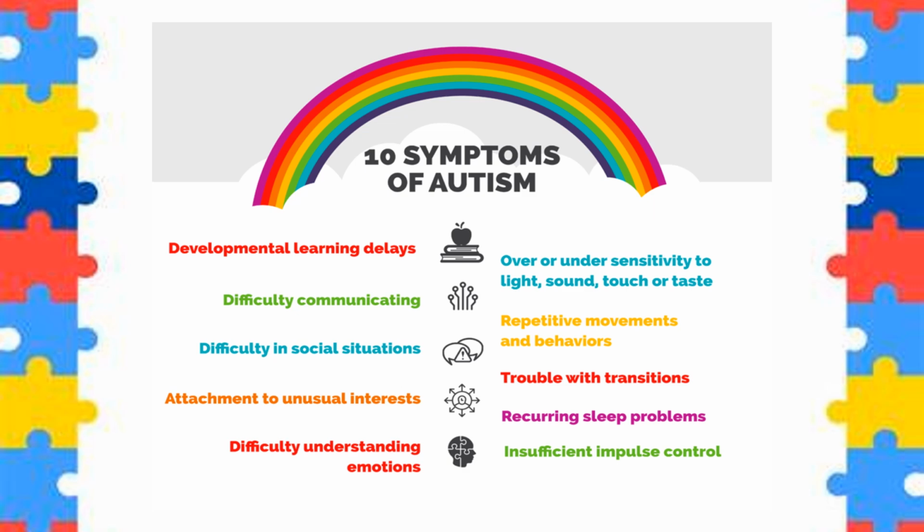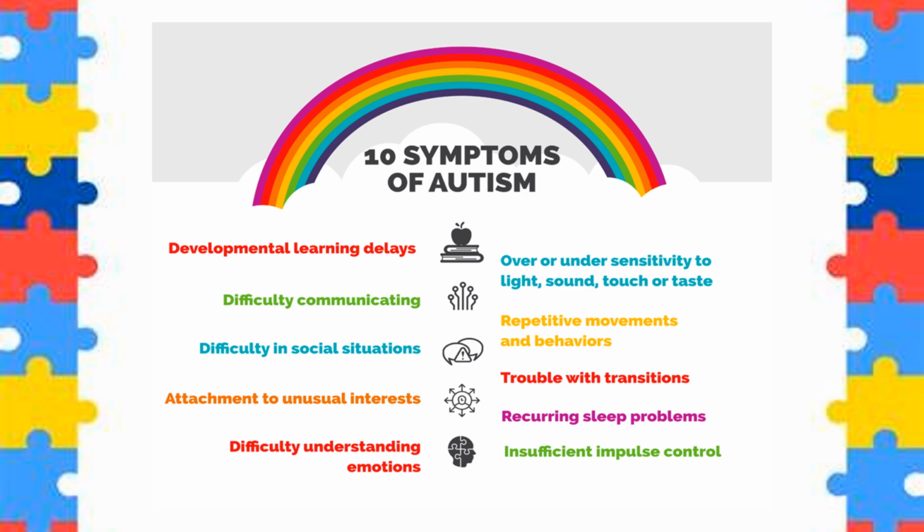These are the most common symptoms a child may face: developmental learning delays, difficulty communicating, difficulty in social situations, attachment to unusual interests, difficulty understanding emotions, over or under sensitivity to light, sound, touch, or taste, repetitive movements and behavior, trouble with transitions, reoccurring sleep problems, or insufficient impulse control.